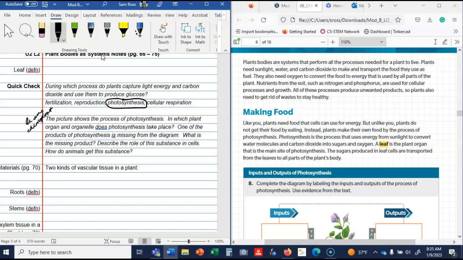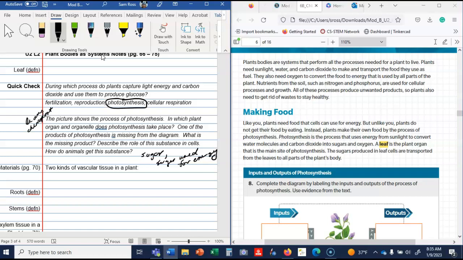One of the products in the photosynthesis picture, which you don't have here, is missing. What is the missing product? The missing product is sugar. And sugar is used for energy, because it says describe the role of the substance in the cells.